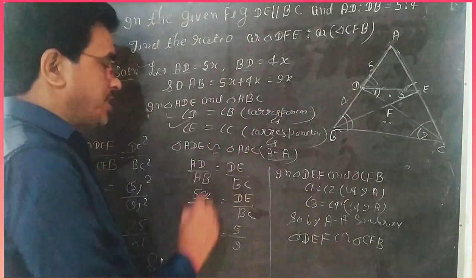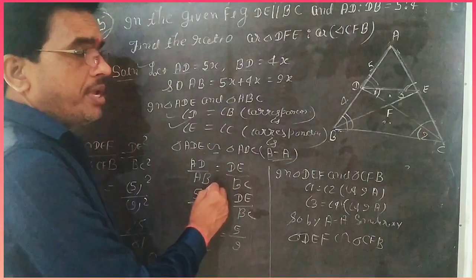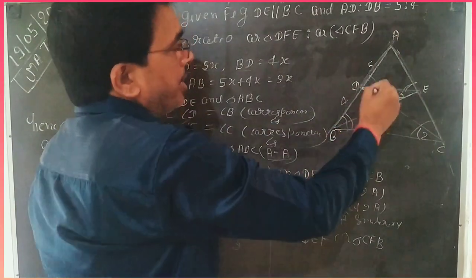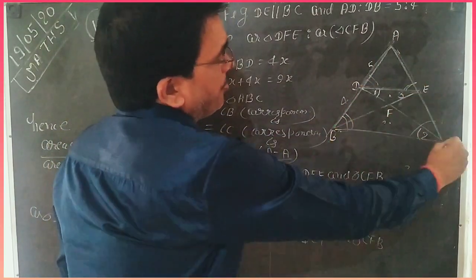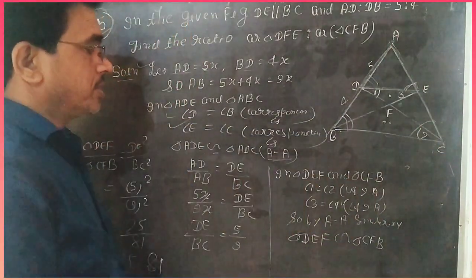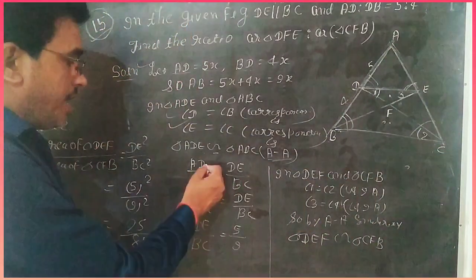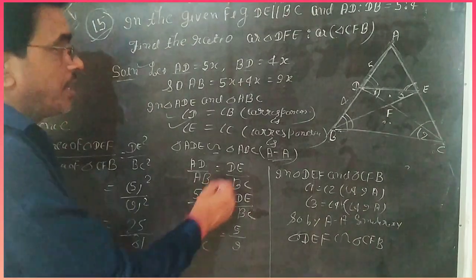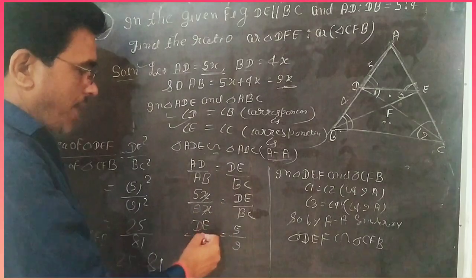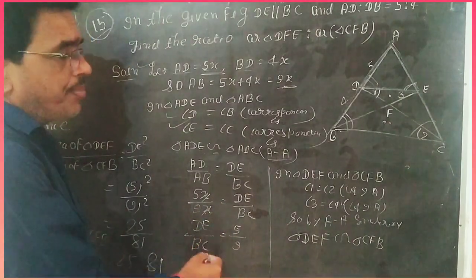If these triangles are similar, then AD by AB is equal to DE by BC, and also AE by AC. But there is no need for that, so I don't write it. Now AD is equal to 5x and AB is equal to 9x, so 5 by 9 is equal to DE by BC.